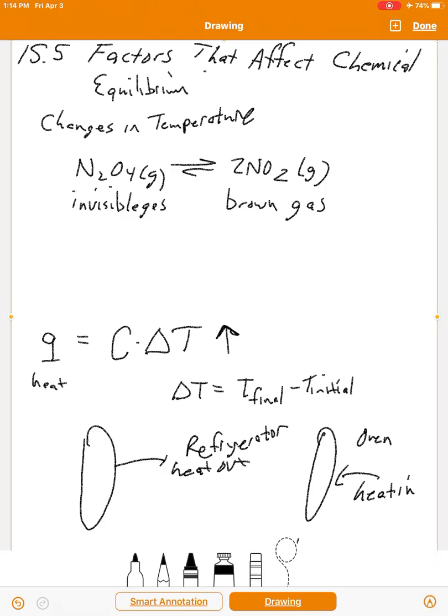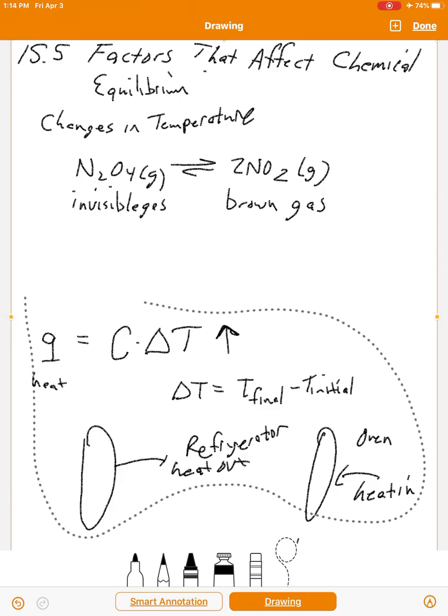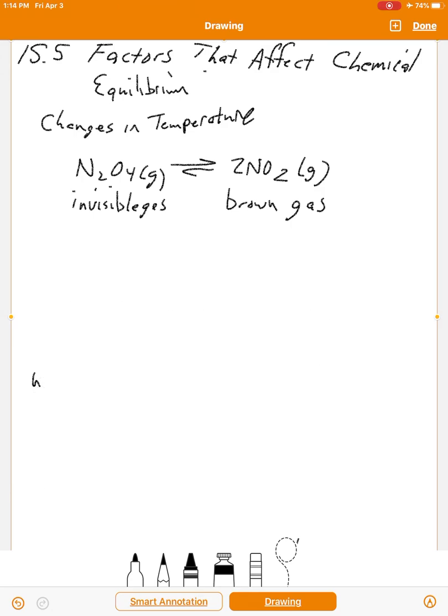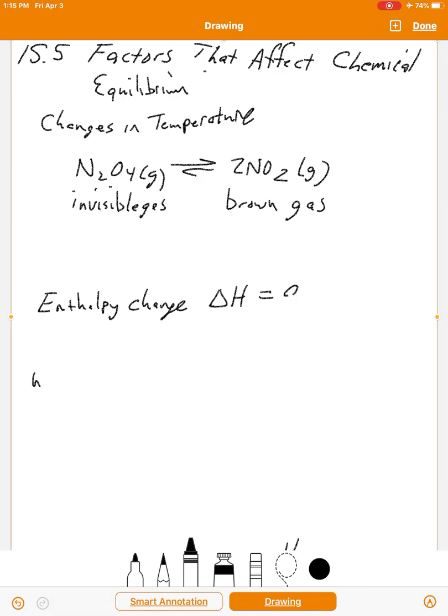And it turns out there's a property of materials that's related to heat, and that's called enthalpy. And the enthalpy change, which we'll call delta H, is essentially the amount of heat that's being transferred in a process. So if heat goes into a material, the enthalpy change is positive. If heat comes out, then the enthalpy change is negative.